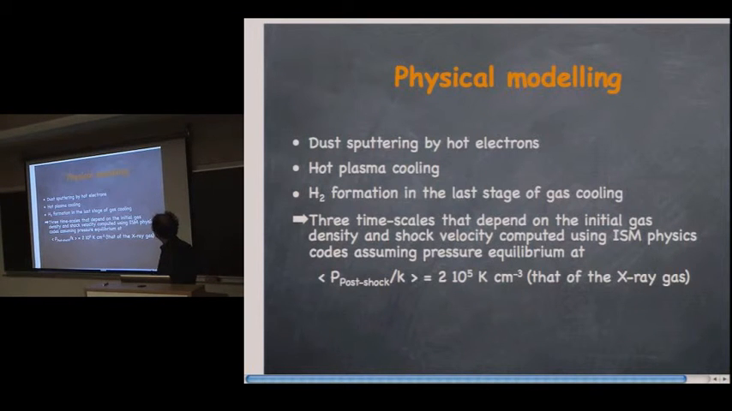So this is the physical modeling we did. Now we introduced those processes, and the dust sputtering, the cooling curve of the hot plasma, and once the gas recombines, we include also molecular formation and molecular hydrogen cooling. And so in this you have three time scales, which depend on the initial gas density, which sets the shock velocity. And we assume for simplicity, as if it's a turbulent medium, there will be a range of pressure, but we assume for simplicity that there is a fixed pressure, that of the X-ray gas.